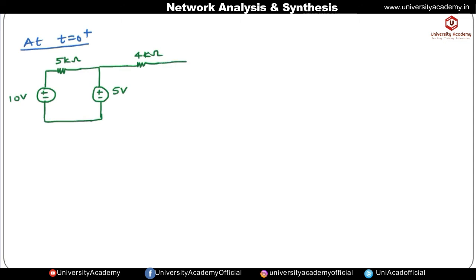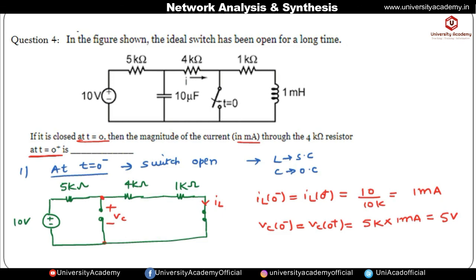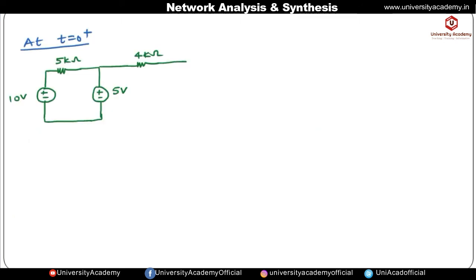Then we have a switch. This switch will be closed at t equal to 0 positive. Because it is getting closed at t equal to 0, after t equal to 0 the switch will be closed, so it will become short circuit. Then we have the 1 kilo ohm resistance, and then we have the inductor. The inductor will be replaced by a current source, and its value will be 1 milliampere in the downward direction.